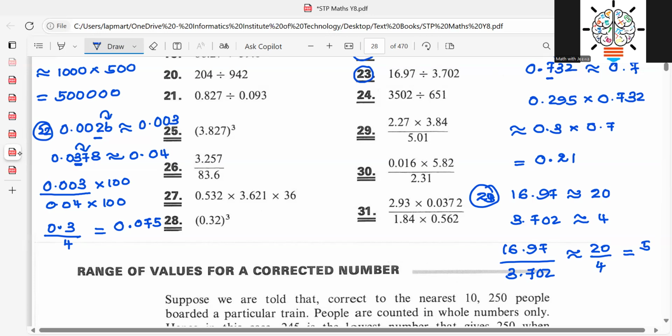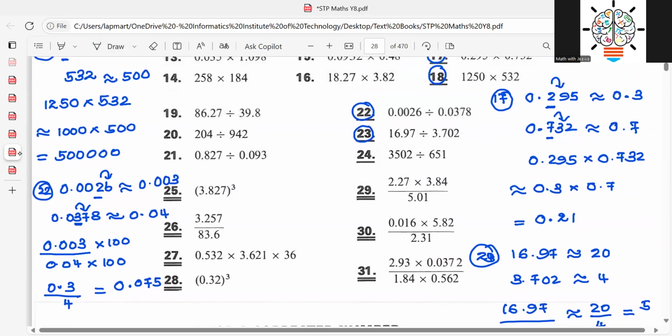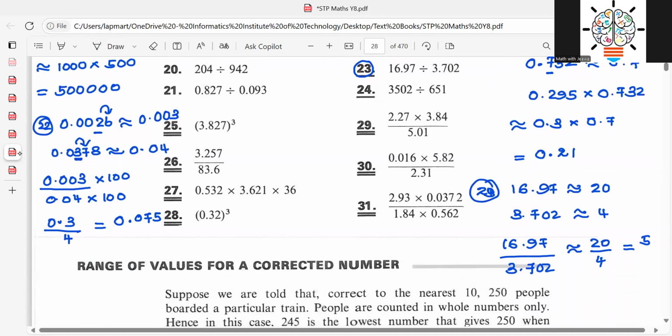Okay. So then you just write it. Whatever values they have given, first you list down and correct them to the first significant figure. Then you rewrite the question and write the estimated values.